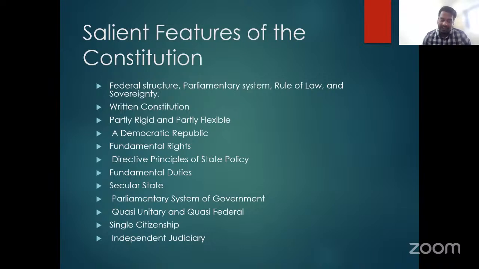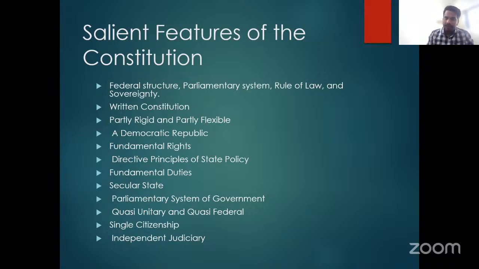We in India are citizens of India only, not representatives of states. Why? Because this promotes the unity and integrity of the nation. To promote the unity and integrity of the nation, the Indian Constitution followed only single citizenship.